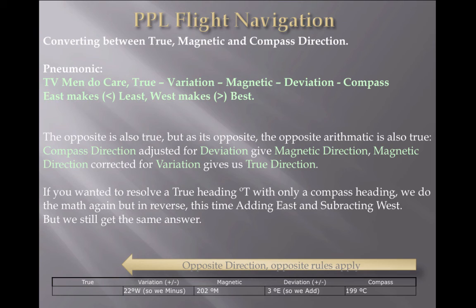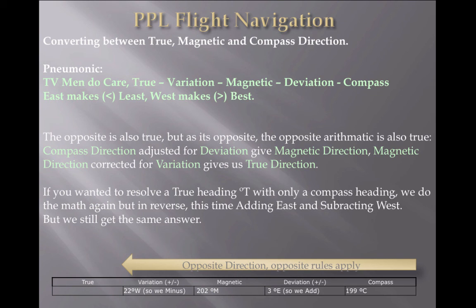We read from left to right, so east is least, west is best is always the key. When we're moving from right to left, we're going in the opposite direction, we're using the opposite rules. So 199 degrees compass with a 3 degrees east deviation. East is normally a subtraction, but because we're working in the opposite direction, it's an addition. So we add 3 degrees east to 199 compass, and that gives us 202 magnetic.